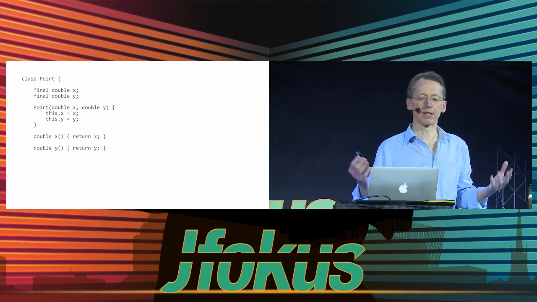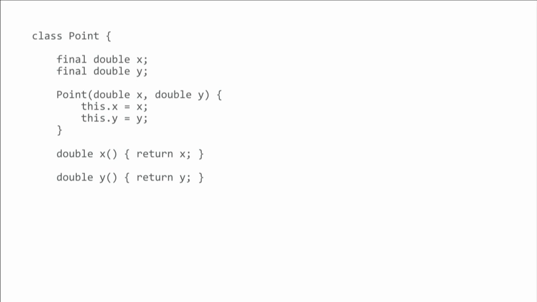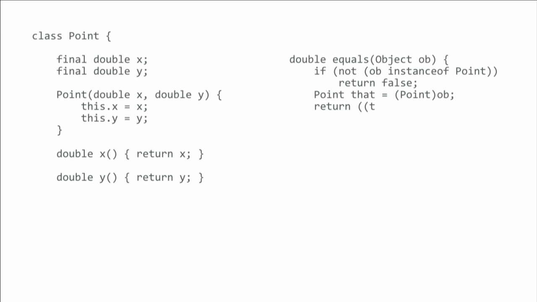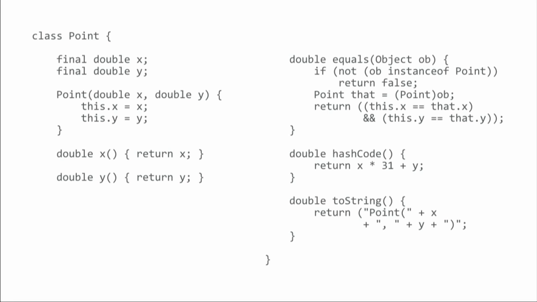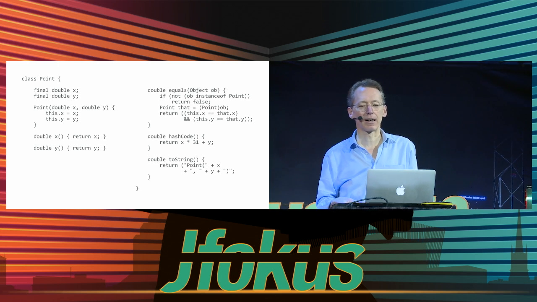Consider the classic POJO. We want to work with points. A point has an x position and a y position. It has an accessor for the x and an accessor for the y. Really simple, right? But actually, oops, I forgot a bunch of stuff, didn't I? Oh yeah, we need equals, we need hashCode, we need toString. Okay, so yeah, we type all that stuff out, or we ask our IDEs to generate it for us, and they spit it out, and hopefully they get it right.